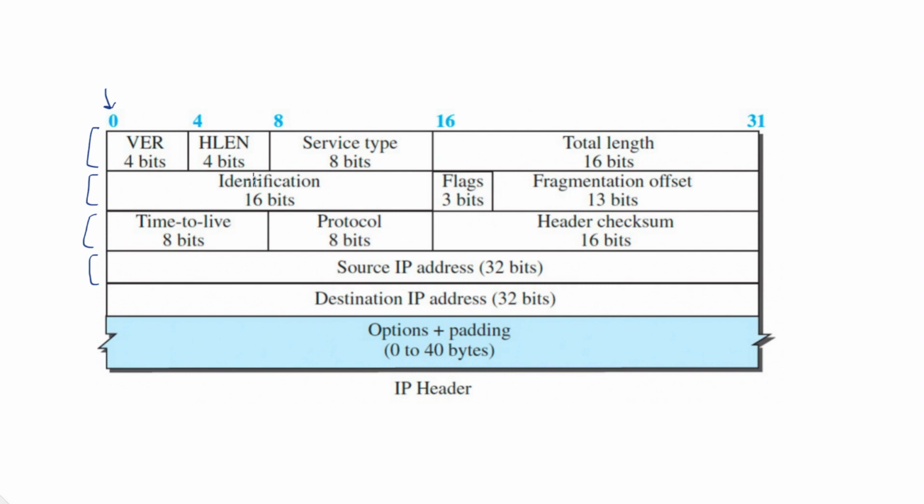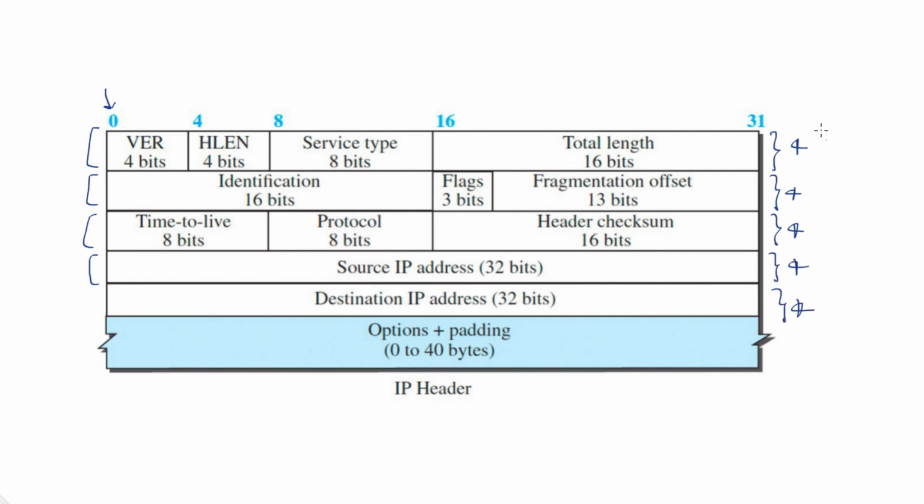So if you look at the first row, then it is saying that version is having 4 bits, and header length, this HLEN means header length, it is having 4 bits, and there are some other fields like service type, this is having 8 bits. So the number is written over here, and the whole one row is consisting of 32 bits, right, which means 4 bytes. So this means 4 bytes, again 4 bytes, again 4 bytes, again 4 bytes, again 4 bytes.